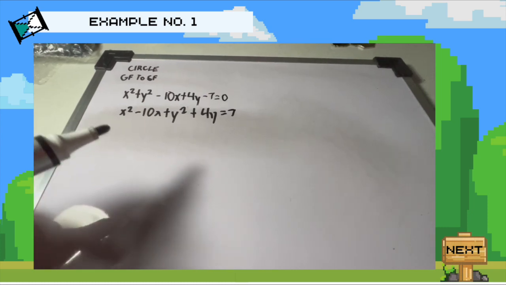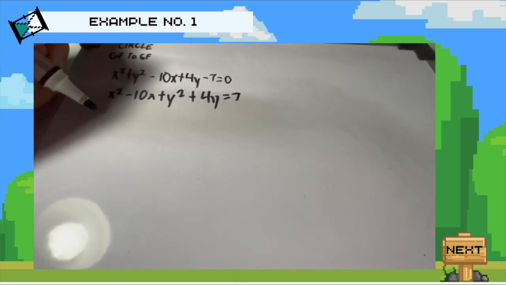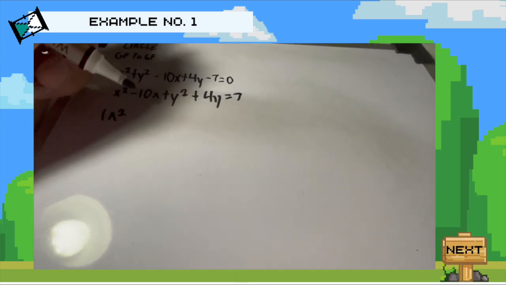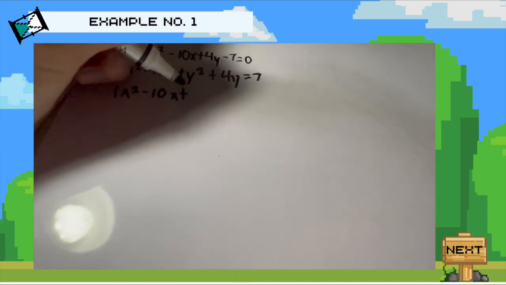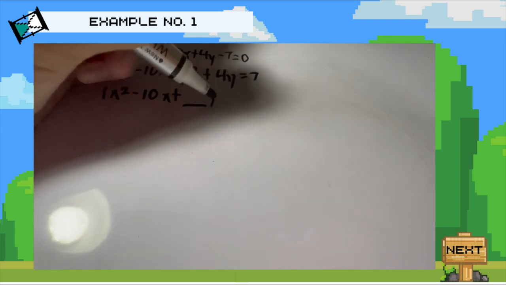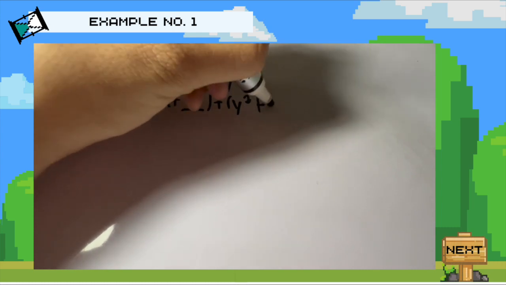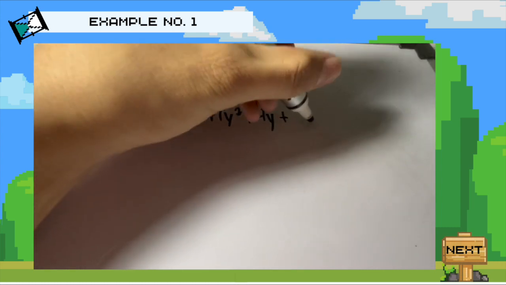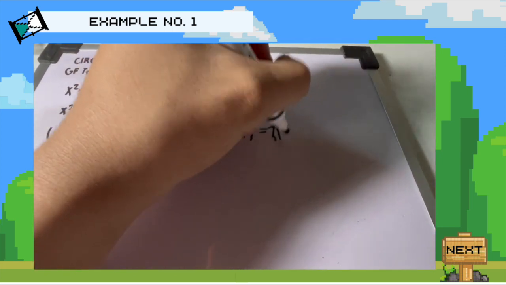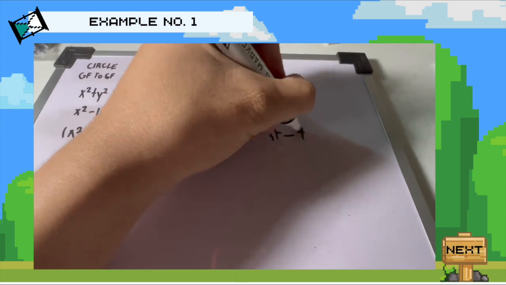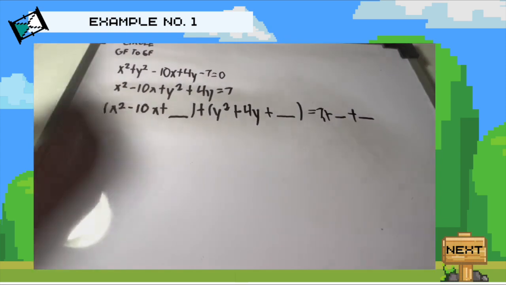Then next is regroup to make the expression a perfect square trinomial. So we have x squared minus 10x plus blank, plus y squared plus 4y plus blank, is equal to 7 plus blank plus blank. Kaya tayo nag-add ng dalawang blank to make the equation balance.